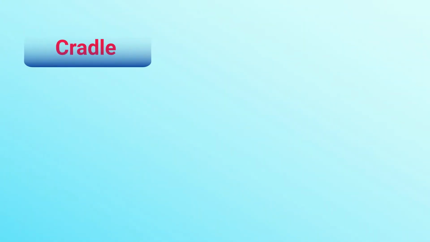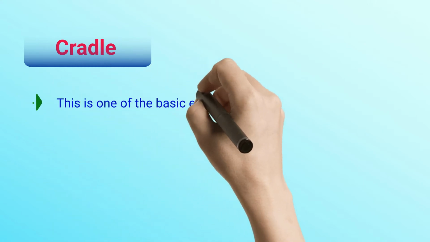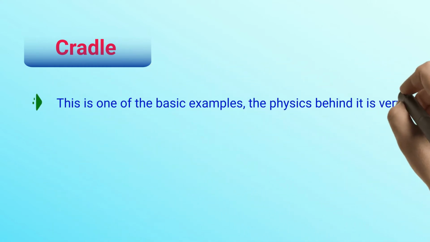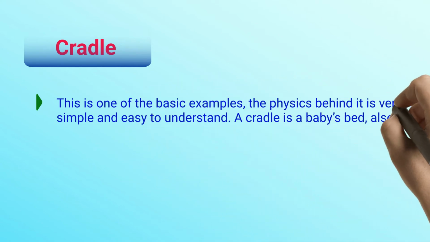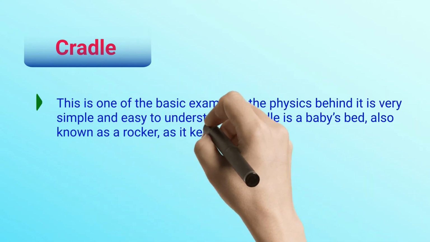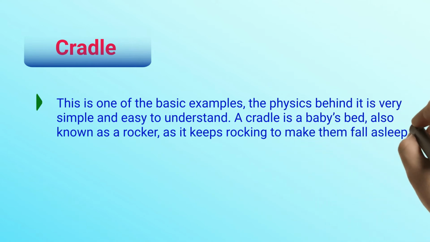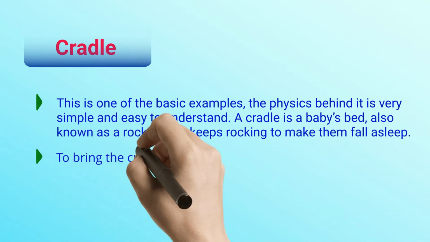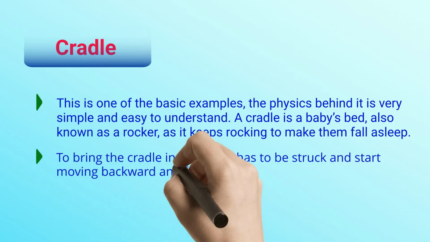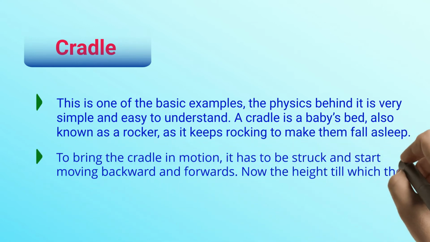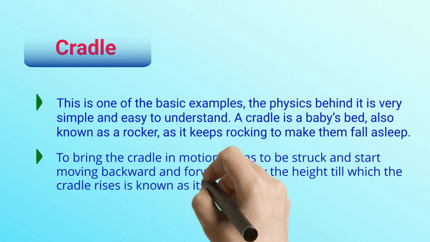Cradle. This is one of the basic examples. The physics behind it is very simple and easy to understand. A cradle is a baby's bed, also known as a rocker, as it keeps rocking to make them fall asleep. To bring the cradle in motion, it has to be struck and start moving backward and forwards. Now the height to which the cradle rises is known as its amplitude.